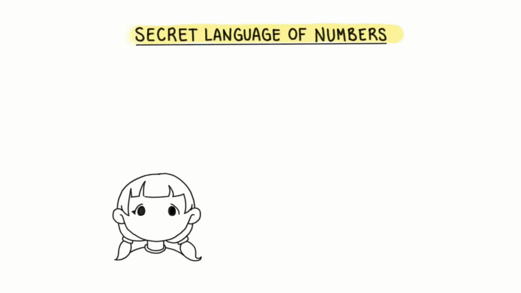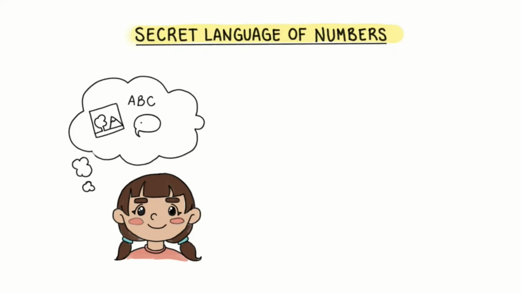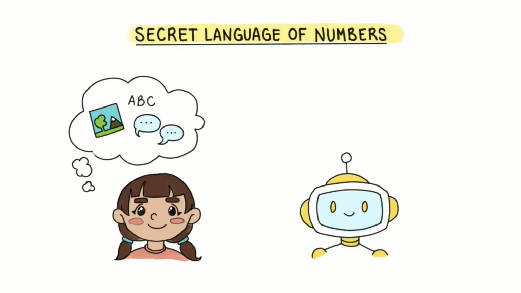Now comes the next question: how does an AI model understand all this data? Models have a secret language of numbers. While humans can understand pictures, words, and language, models can only understand numbers and are built on mathematical operations.